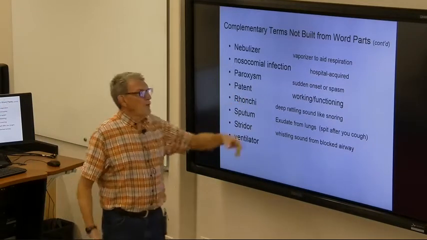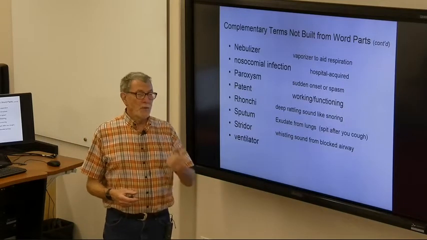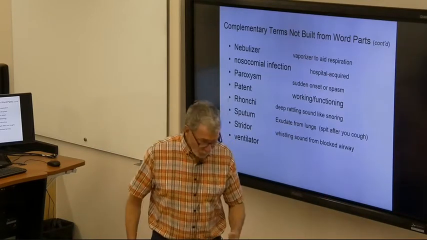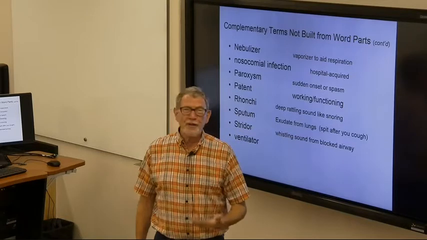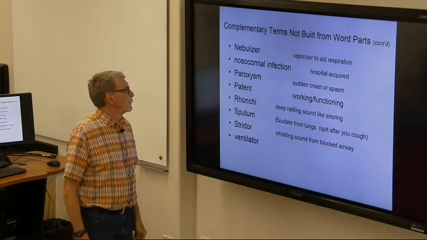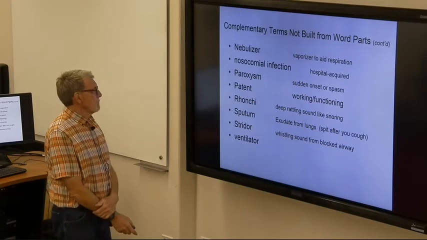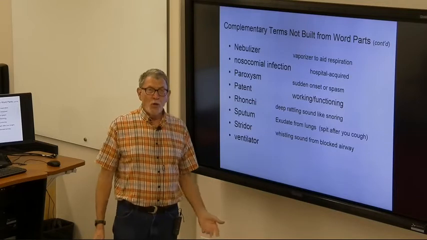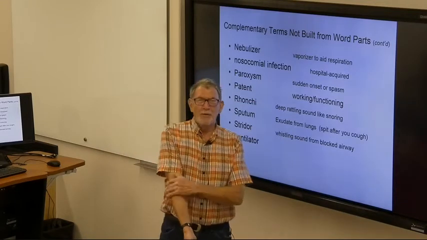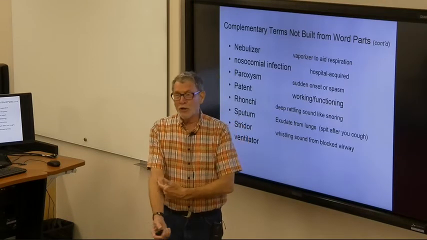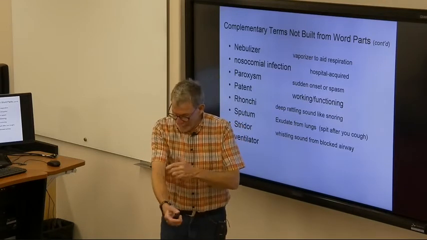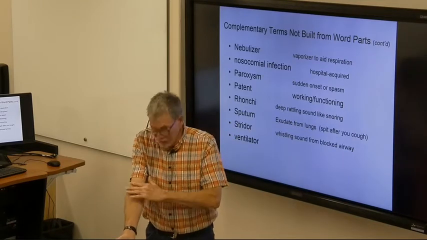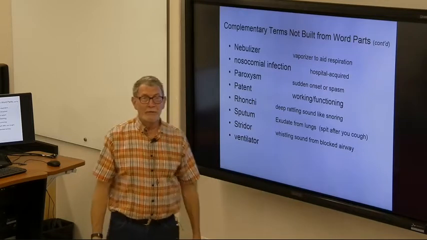A paroxysm is a sudden onset. Like if you're cooking hot peppers on the stove and you breathe it in and suddenly you go into this fit of coughing. That's a paroxysm. The term patent means that it's functional, working. So, for instance, if somebody's an IV drug user and they're trying to start an IV line at the hospital and they really have to look hard to find a patent blood vessel, one that's in good enough shape they can actually put the needle in it.